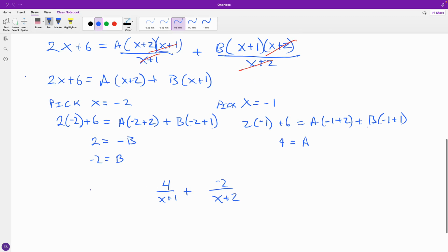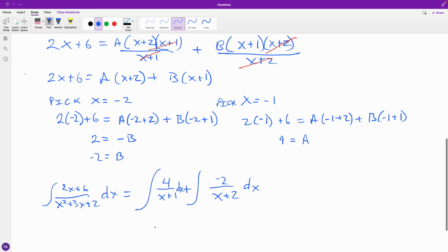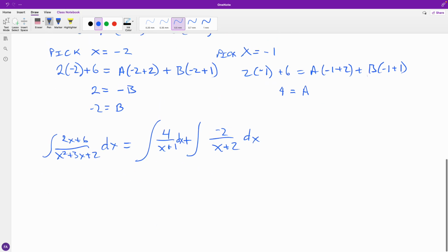All right. And the thing was, I had the integration of 2x plus 6 over x squared plus 3x plus 2 dx. That's now equal to the integration of 4 over x plus 1 dx plus the integration of negative 2 over x plus 2 dx. And I'm almost home free at this point.